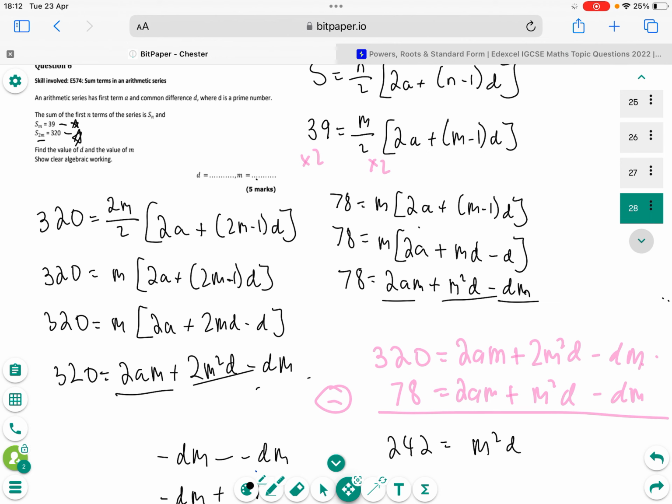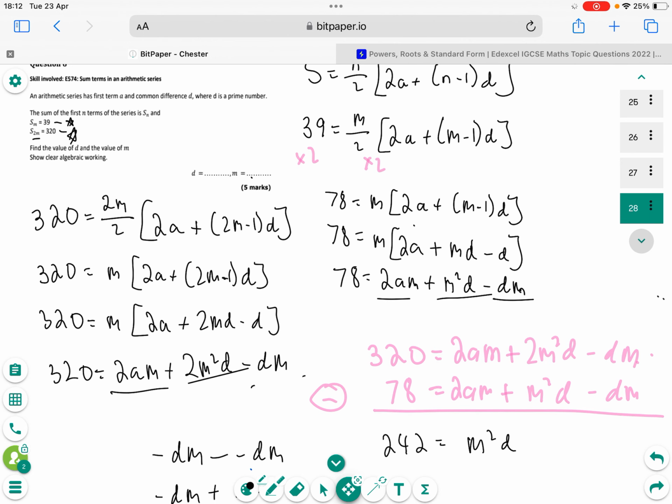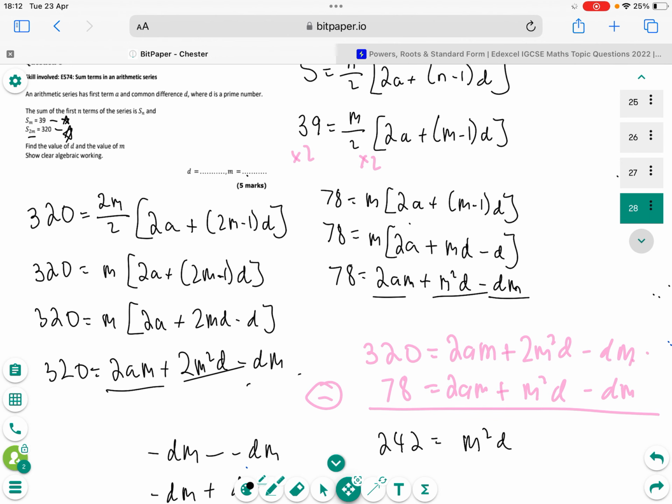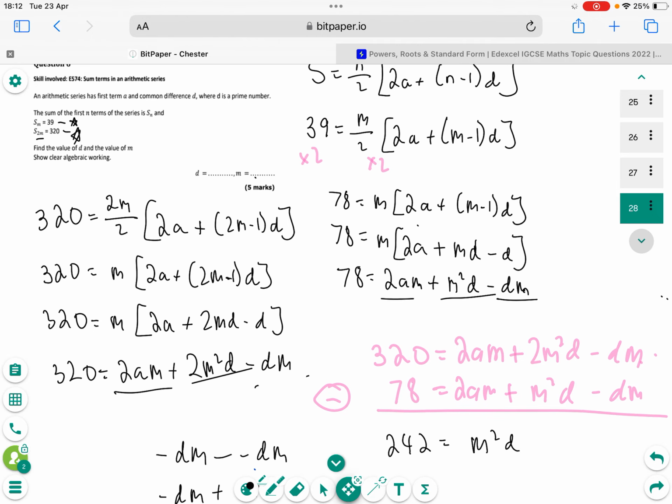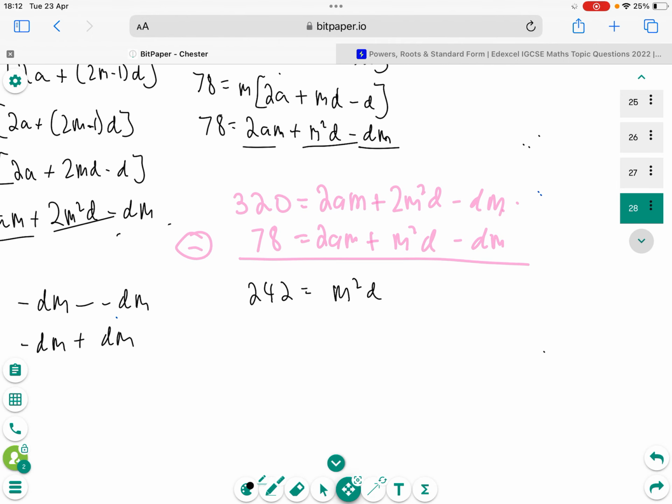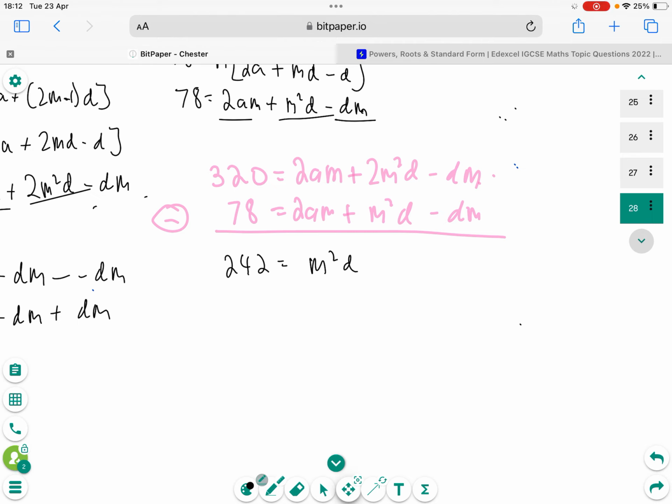Let's read the question. An arithmetic series has first term a and common difference d, where d is a prime number. So the values of d are quite limited. So let's just plug in some prime numbers, and then hopefully we can find our m value. And m is the number of terms we're adding, so m must be a whole number. So first, let's think of some prime numbers. Well, the first prime number is 2. So let's say d is 2. And we can find m.